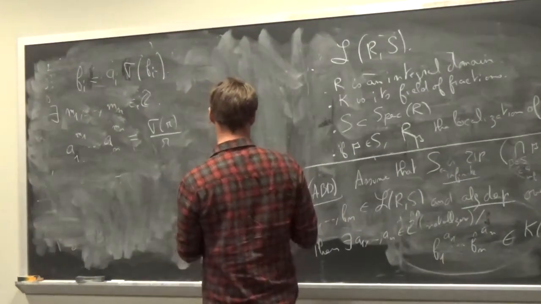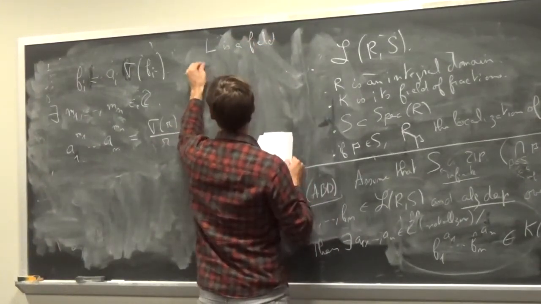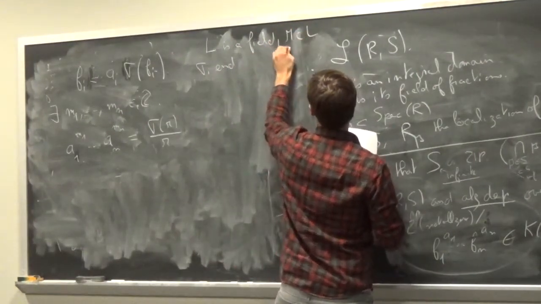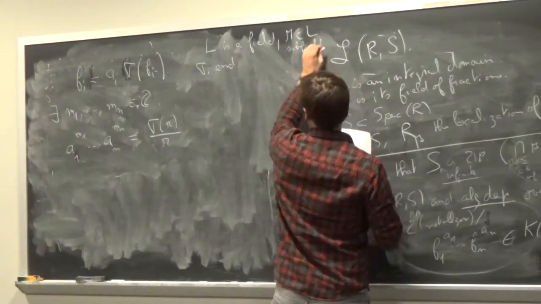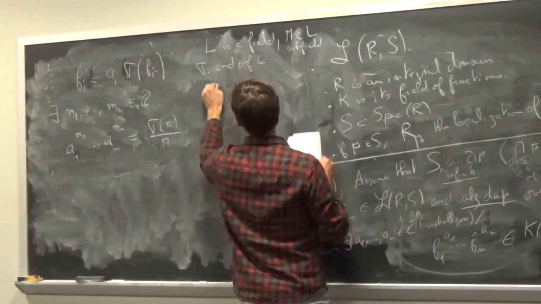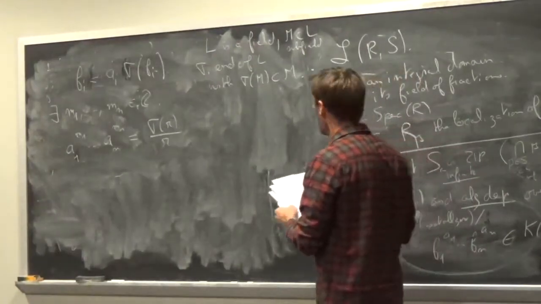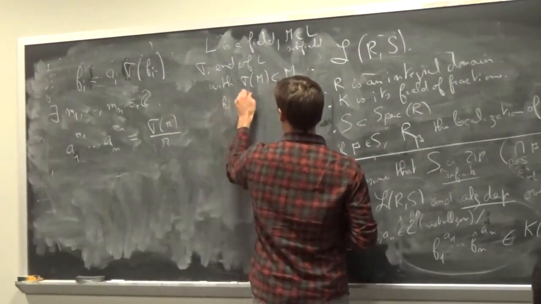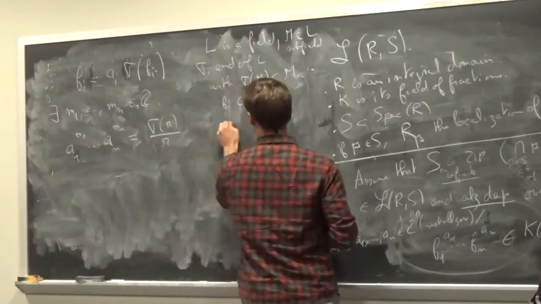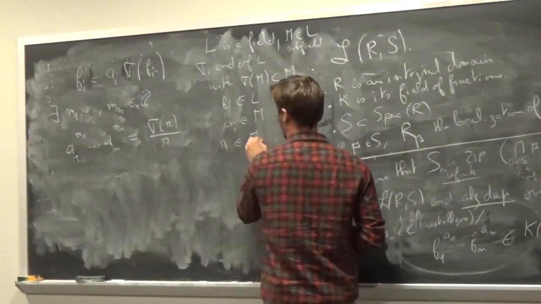So I should say that L is a field, M is a subfield, and sigma is an endomorphism of L with sigma of M included in M. So the f_i are in L, and the a_i belong to M. And then the R here belongs to M too.